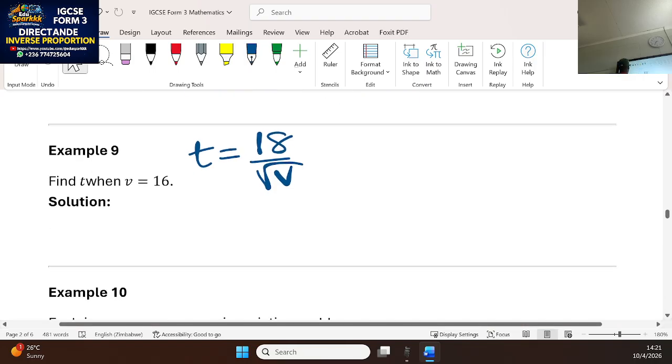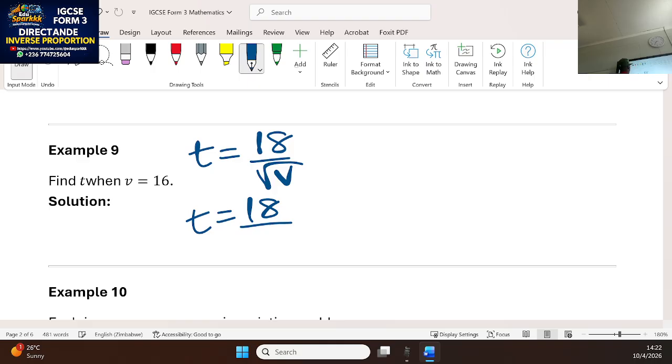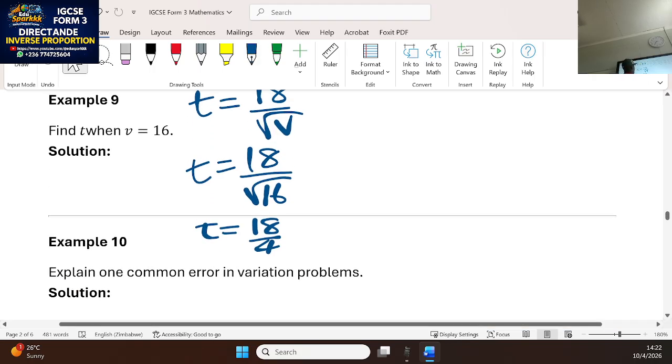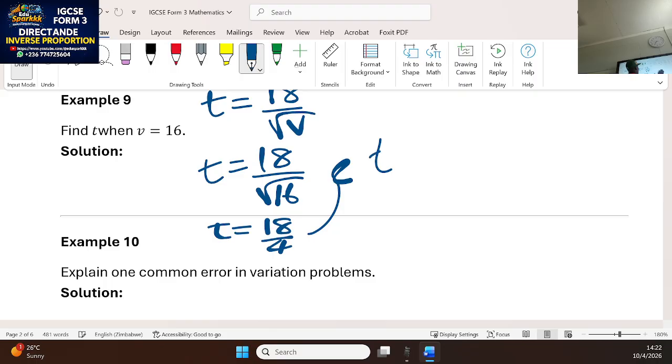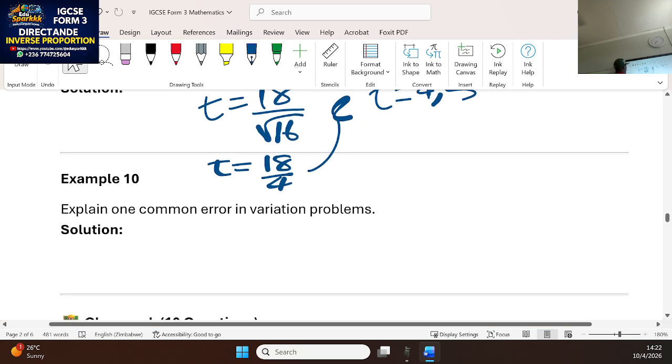Now we can find either v or t. Find t when v is 16. So t will be equal to 18 over root 16. As we proceed with the calculations, t will actually be 18 over 4. And when we divide there, it takes us to t being equal to 4.5.